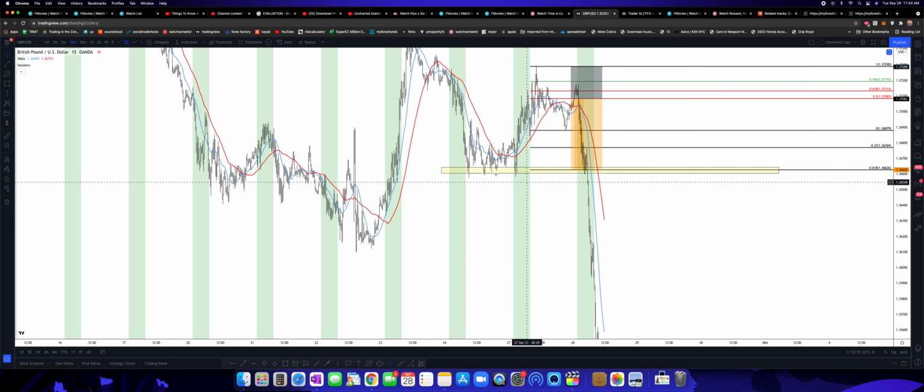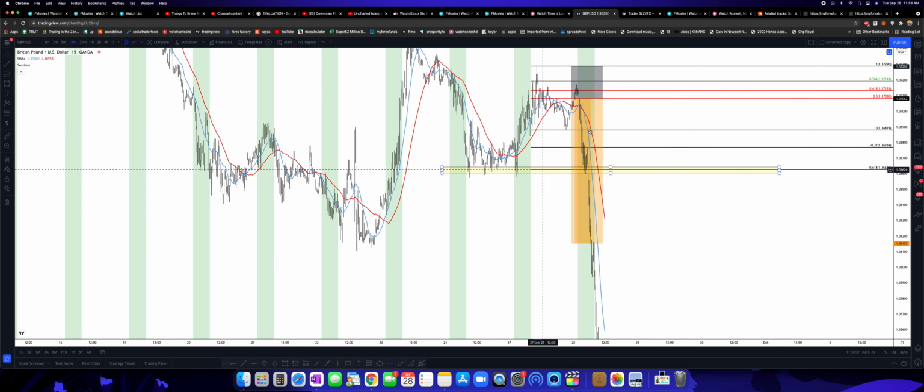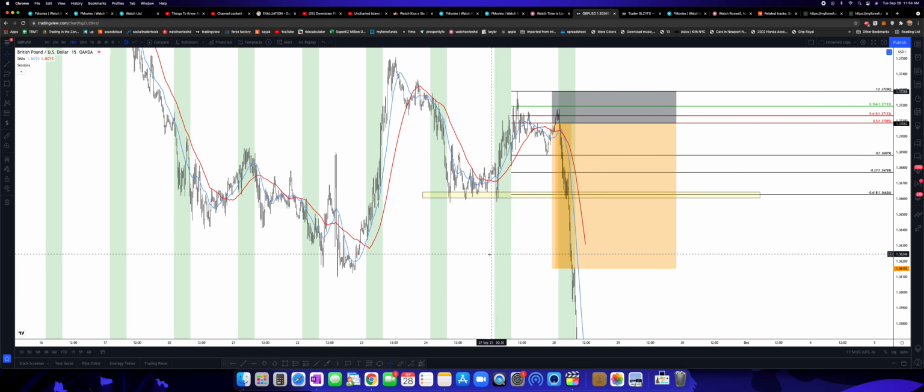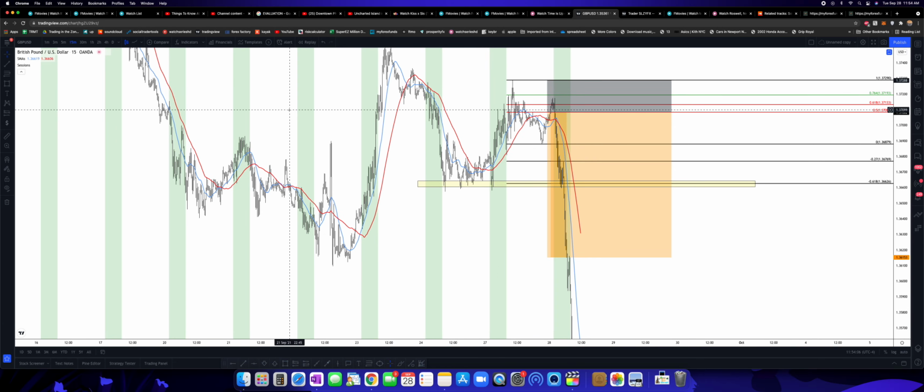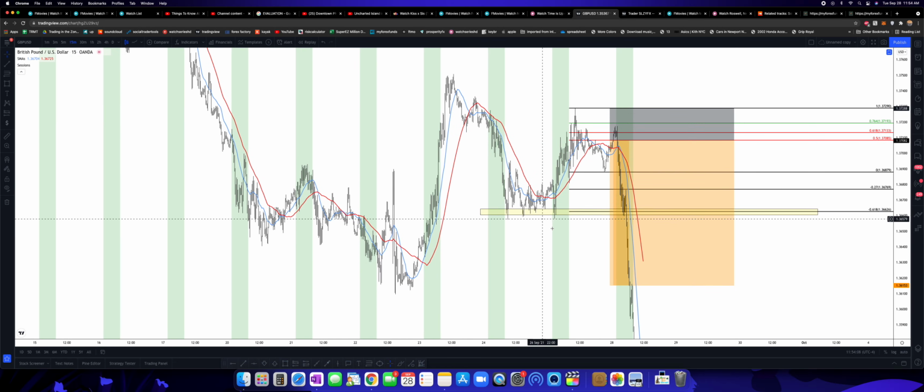So this would be TP1 right here, right? First form of major take profit zone I'm looking at to take profit. And then another form of take profit would be at this level. And this would be like a 1 to 4, 1 to 5 risk reward trade, right? Because again, the higher time frames are telling me that price wants to go low.